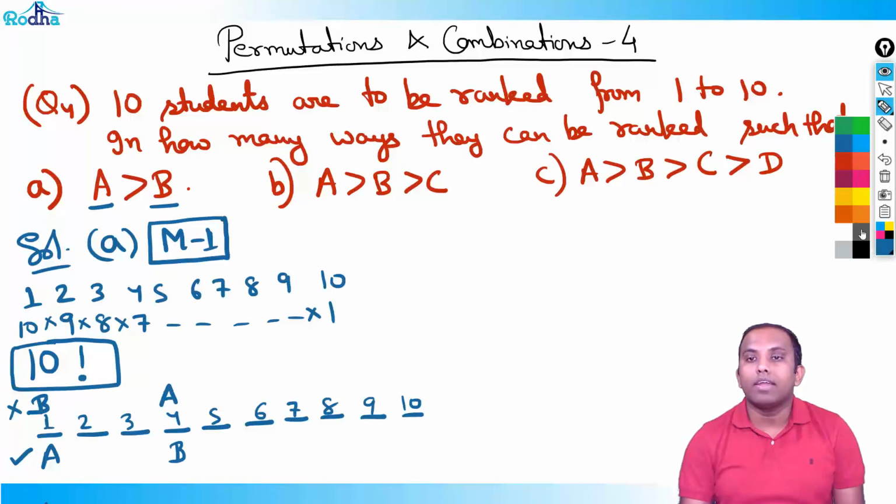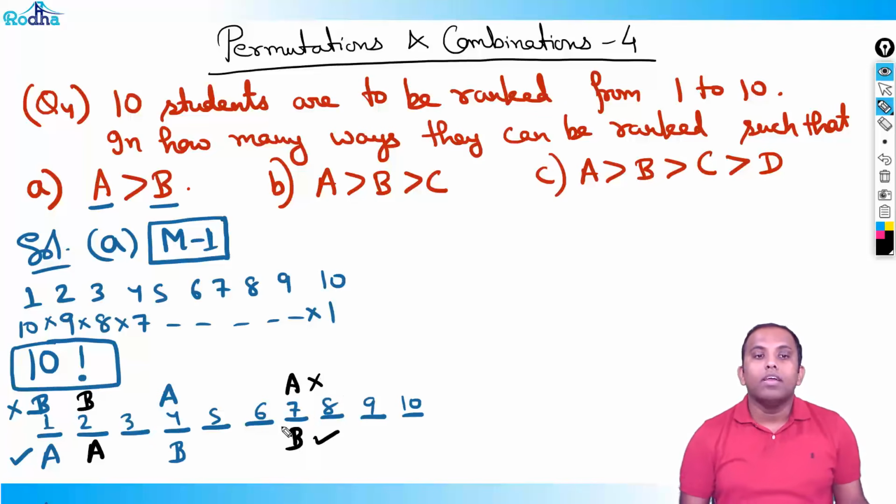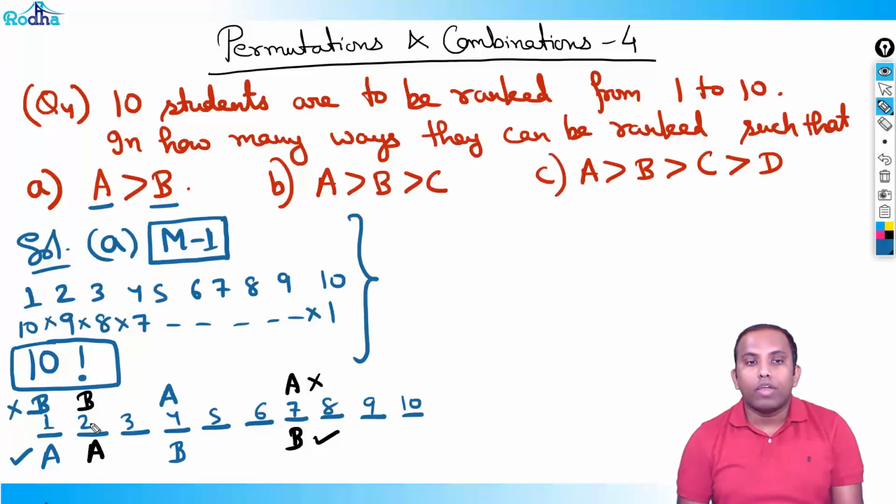Another case I can take: let's say A is at rank 2 and B is at rank 7, right? Its converse case is when B is at rank 2 and A is at rank 7, and the remaining 8 are arranged in random order. Again, I can take this case but not that one. So what I'm trying to say here is, out of every case in 10 factorial cases, we have to see only the arrangements of A and B.